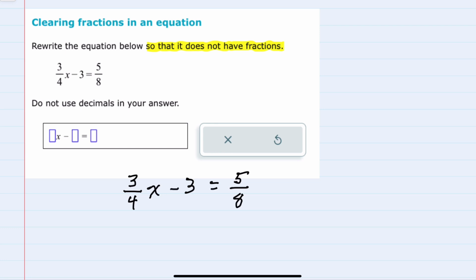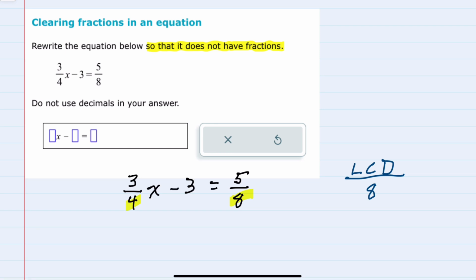To do so, our first step will be to identify the lowest common denominator. Our denominators are 4 and 8. And if we think of the multiples of 4 and 8, the smallest one that is a multiple of both 4 and 8 would be just 8. So if we were adding these fractions, we would want to rewrite them both with a denominator of 8.